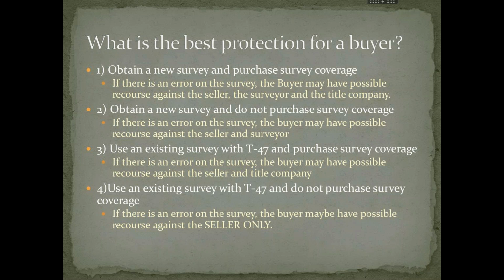Number 2 is to obtain a new survey and do not purchase survey coverage. That's the second best option, because if there's an error on the survey there, the buyer could go after the seller and the surveyor. Now, they wouldn't be able to come after us, the title company, but they'd still have some sort of recourse.